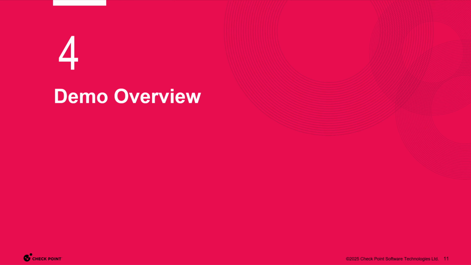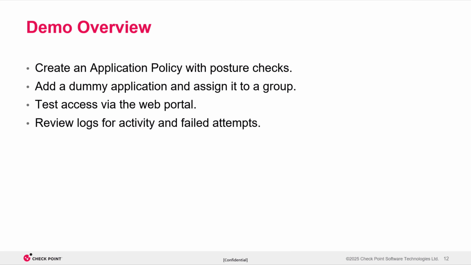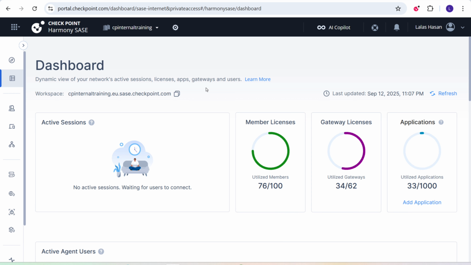We'll also do a demo. In this demo, we'll create an application policy with posture checks, add a dummy application, and assign it to a user group. Then we will test access through the Harmony SASE web portal and review the logs to confirm the policy enforcement. Now that we have covered the concepts, let's move to the hands-on part.